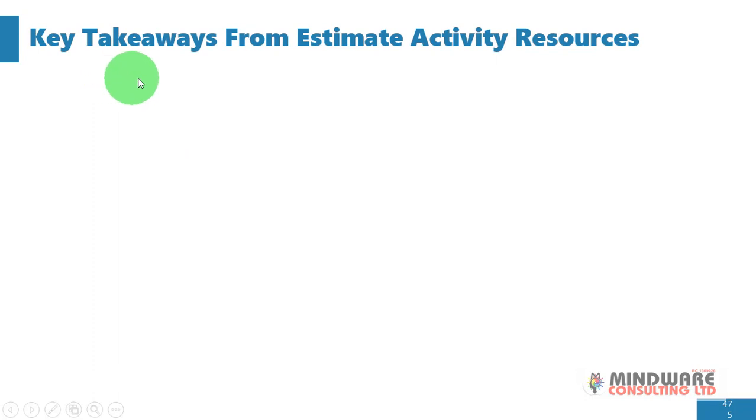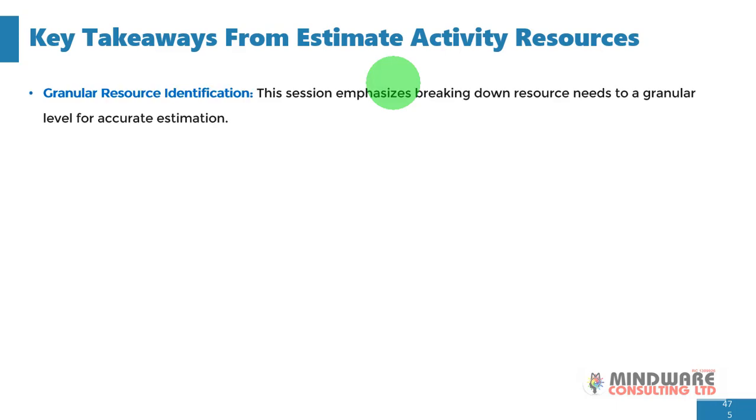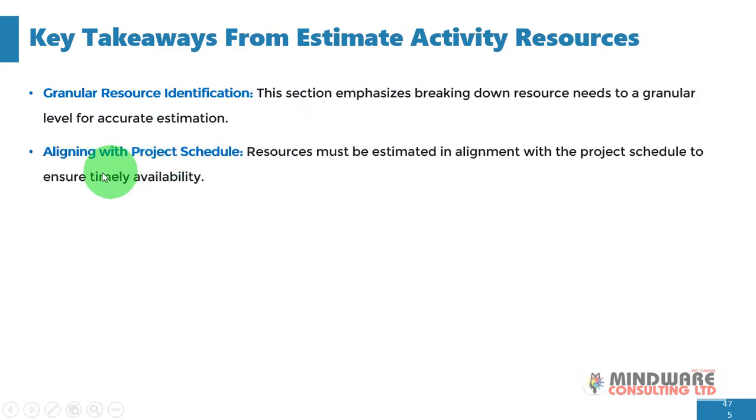Now let's look at some key takeaways from the estimate activity resources sub process. Now firstly, granular resource identification. So this section emphasizes breaking down resource needs to a granular level for accurate estimation. Okay, so whatever your resource needs are, no matter how big they are, it will be helpful to you to break them down, all right, to the smallest units, okay, for accurate estimation.